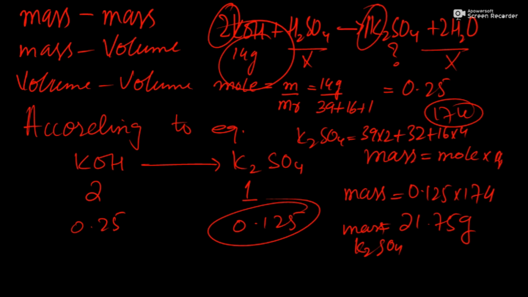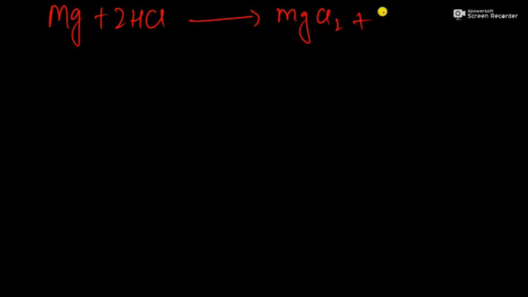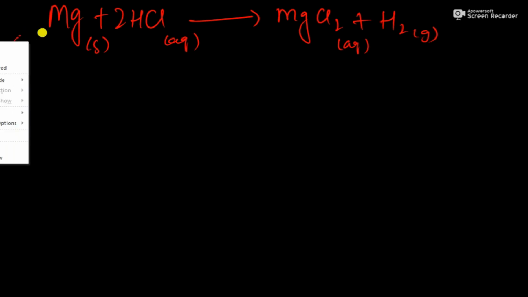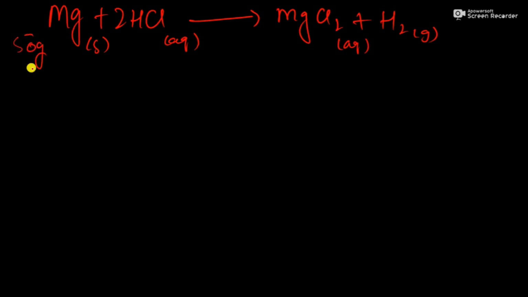example. Let's clear all these things, and we have an example like magnesium reacting with hydrochloric acid and forming magnesium chloride with hydrogen gas. Hydrogen is a gas, magnesium chloride is a soluble salt so it is aqueous, the acid is aqueous, and magnesium is solid. For example, you have 50 gram magnesium, and you have to find out the salt which is formed and the volume of hydrogen gas. You have to find out mass and volume for this.